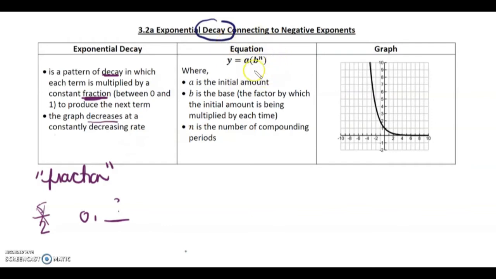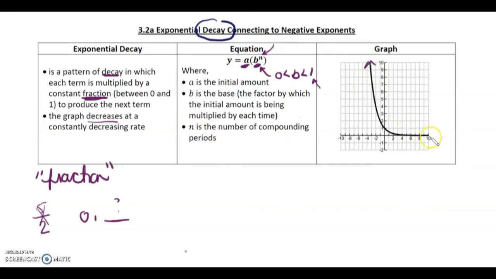Okay, the equation is still going to be the same, where A is the initial amount, B is the base factor. This time our base factor again is going to be between 0 and 1. It's not going to be 0 because then the entire equation would equal 0 every time. And it's not going to be 1 because then we would get a horizontal line. 1 is not a decay or a growth. N is still the number of compounding periods.